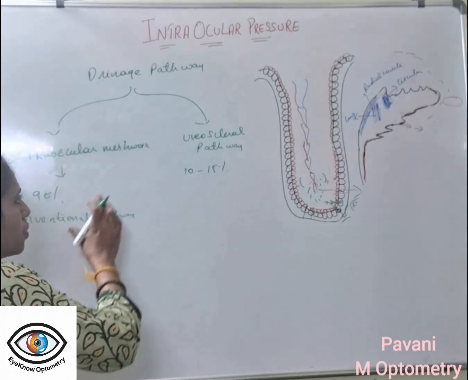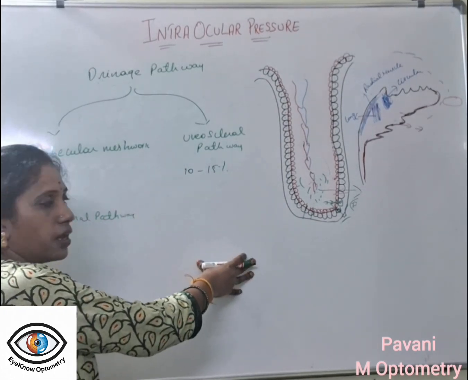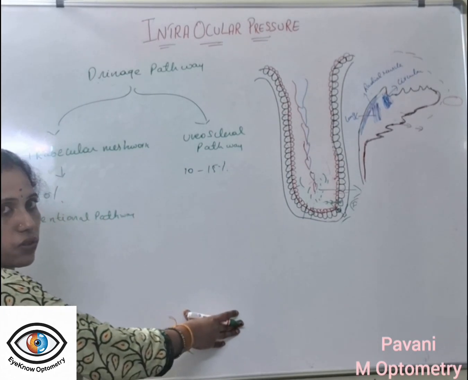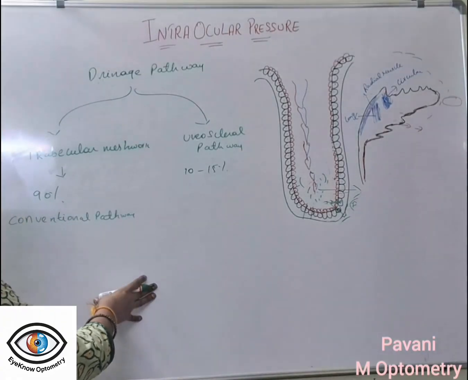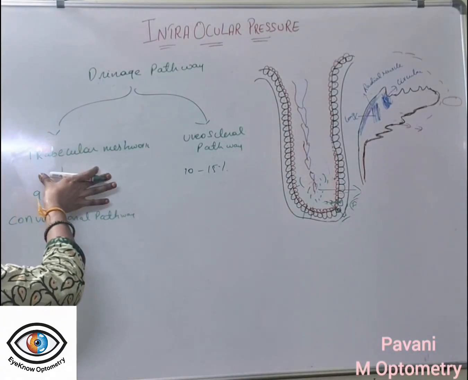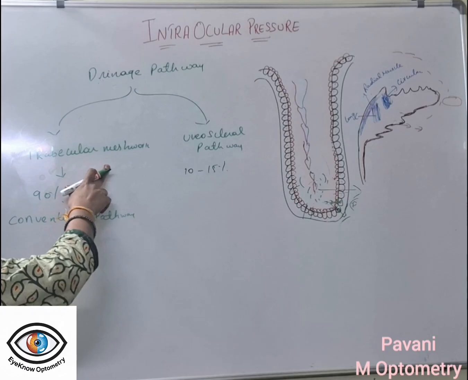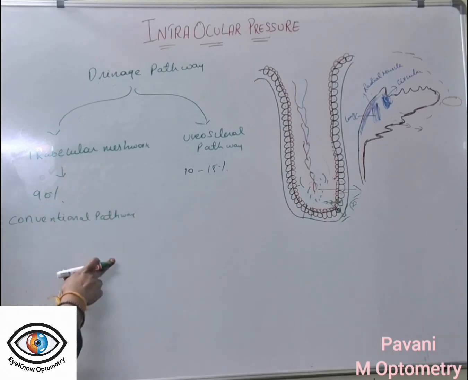So what happens, normally the aqueous humor is produced and reaches the anterior chamber. It reaches the iridocorneal junction. When it reaches the iridocorneal junction, in this pathway, it goes to the trabecular meshwork. From there it goes to the canal of Schlemm. From there it goes to the collector channels and then to the episcleral veins.